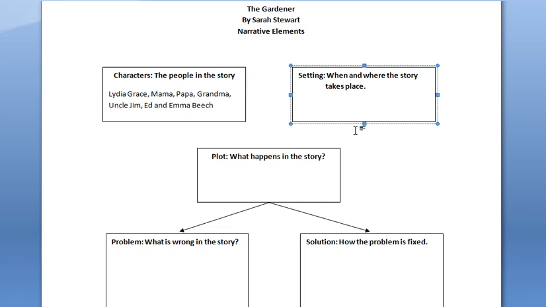The setting tells us when and where a story takes place. We can tell by the dates on the letters that the story takes place between 1935 and 1936. We also know that it takes place in a city in the United States.